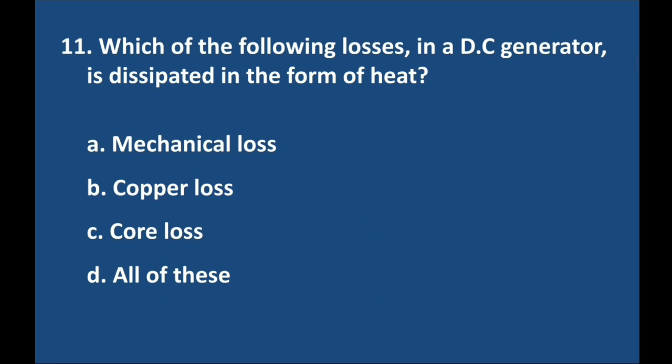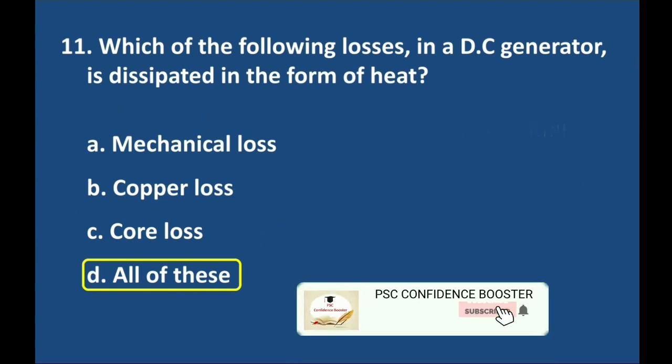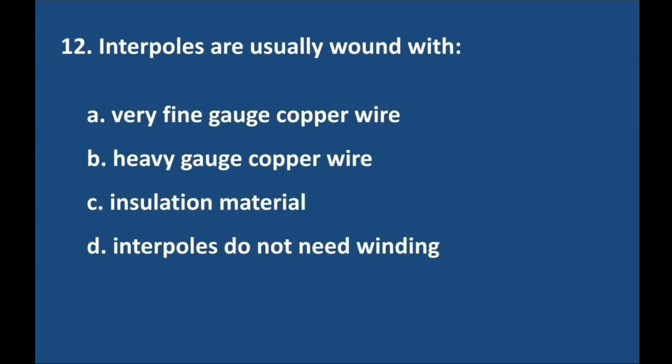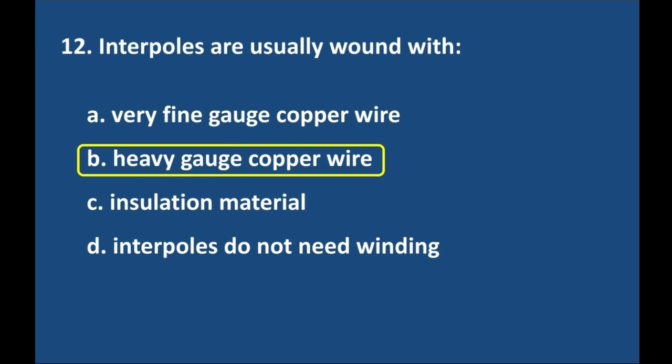Question number 11. Which of the following losses in a DC generator is dissipated in the form of heat? Answer is option D, all of these. Question number 12. Interpoles are usually wound with. Answer is option B, heavy gauge copper wire.